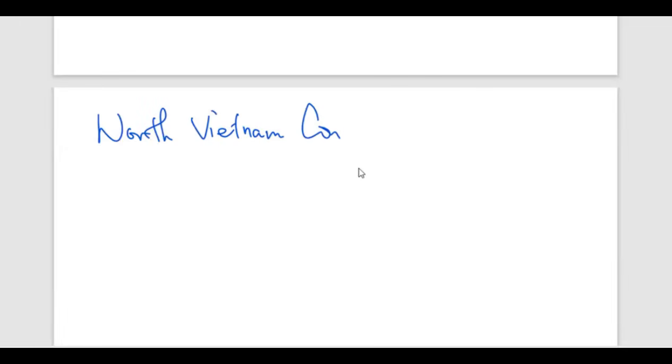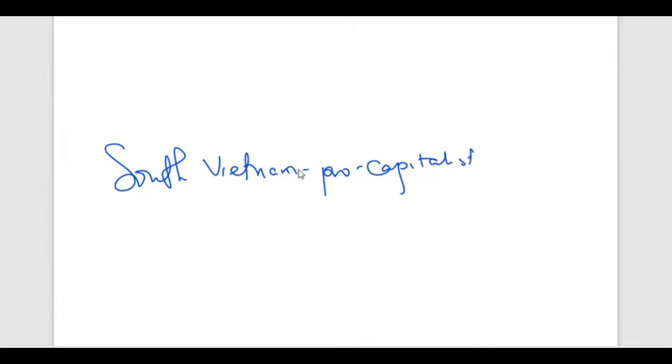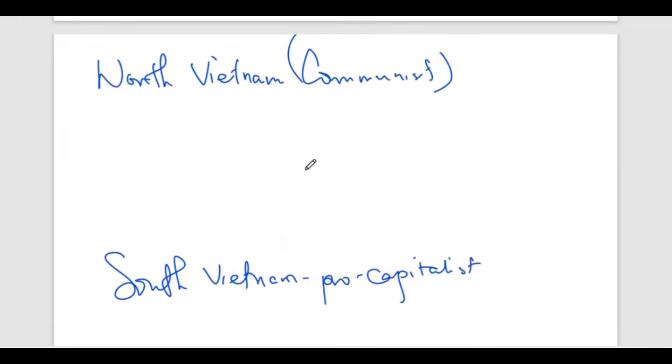which was communist, and then there was the South Vietnam, which was pro-capitalist. Then the dispute here was that North Vietnam was communist, and the government was popular here. The government was led by Ho Chi Minh, and was a popular government.